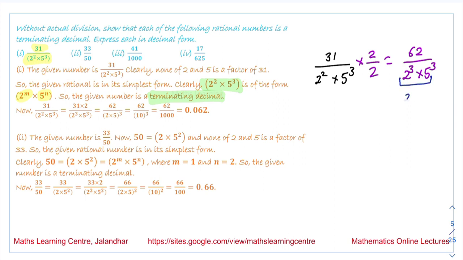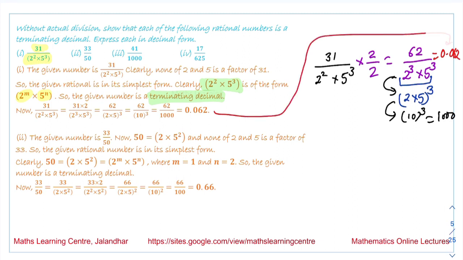This value becomes 2 into 5 raised to the power 3, and this becomes 10 raised to the power 3. We are talking about this denominator part. 10 raised to the power 3 means this becomes 1000, and the answer that we will get over here is equal to 0.062. So we see that it has a terminating decimal representation.